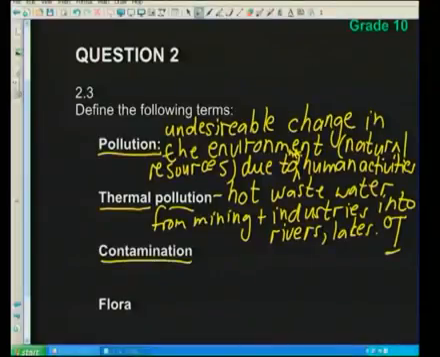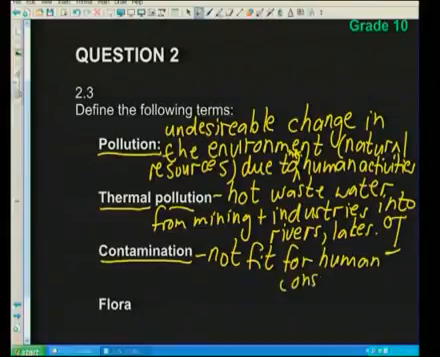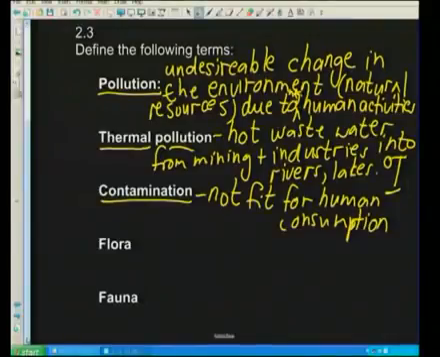Right, now a word, contamination. It's a word that you need to know. Now, what is contamination? It's something that's not fit for human consumption. Sorry, the pen is going mad. It's not fit for human consumption. Now, you're going to see in our next question, we are going to do a question that contains this word, contamination.